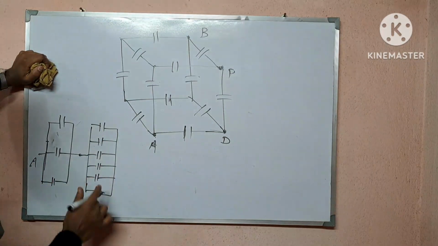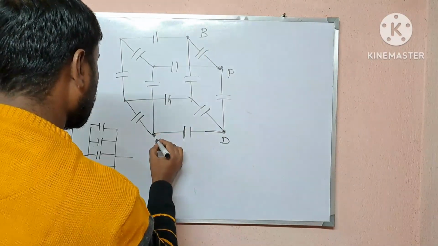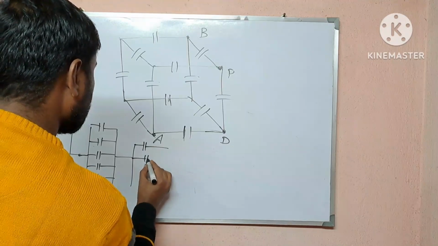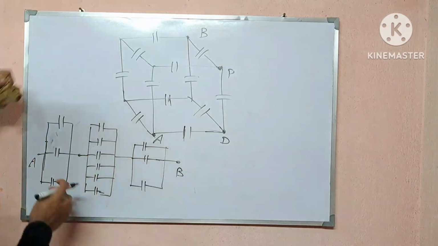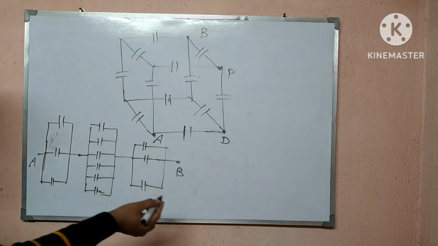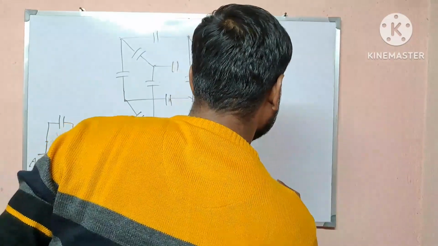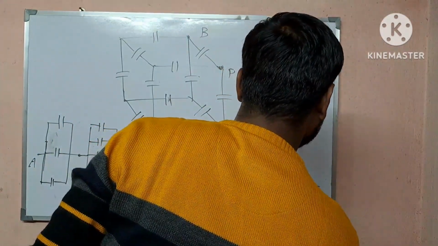1, 2, 3, 4, 5, 6. Why can we connect them in this way? 1, 2, 3. This point is B. 3, 3. Let's solve first. So that one will be 3C, that one will be 6C, and that one will also be 3C.